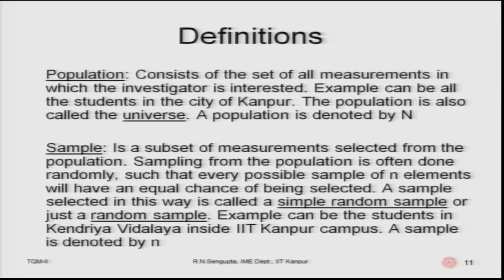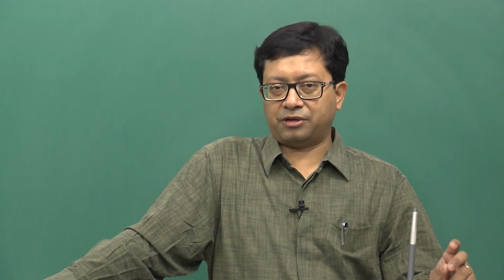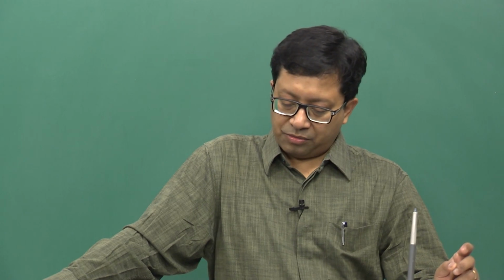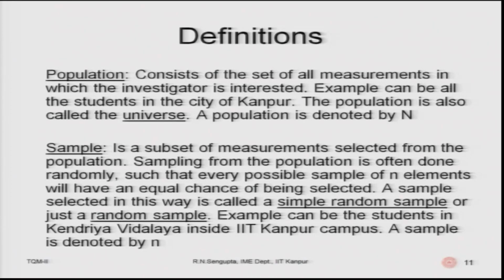Now, a sample is a subset of measurements selected from the population. Sampling from the population is often done randomly, but there are different ways of doing it randomly, such that every possible sample of size n, that means the number of observations in the sample is small n, has an equal chance of being selected. That is what I mean by randomness in a very simple sense. A sample selected in this way is called a simple random sample, or just a random sample.